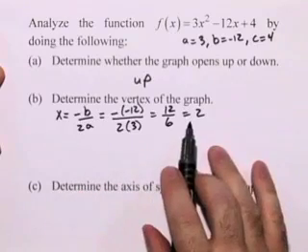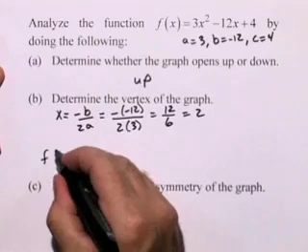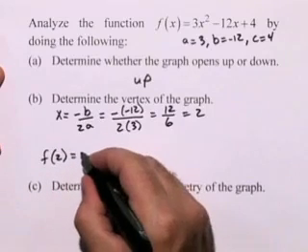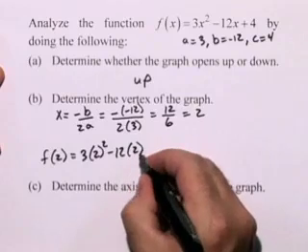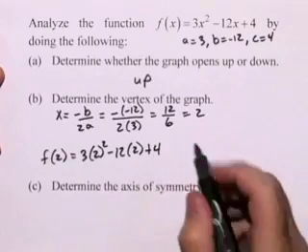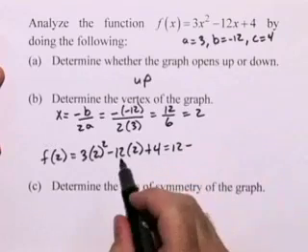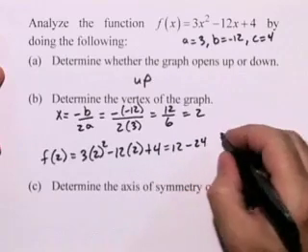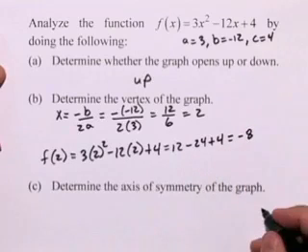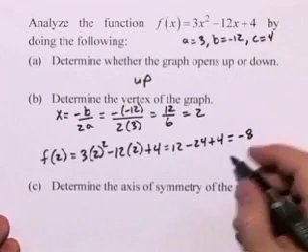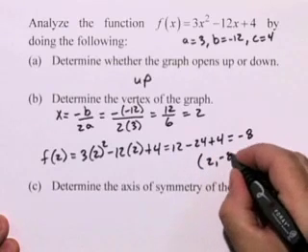We can get the y-coordinate of the vertex by evaluating our function at x equal to 2. That is, we're going to find f of 2, which will be 3 times 2 squared minus 12 times 2 plus 4. 2 squared is 4, 4 times 3 is 12, 12 times 2 is 24, so we'll have 12 minus 24 plus 4, which is equal to negative 8. So the vertex of the graph will be the point 2, negative 8.